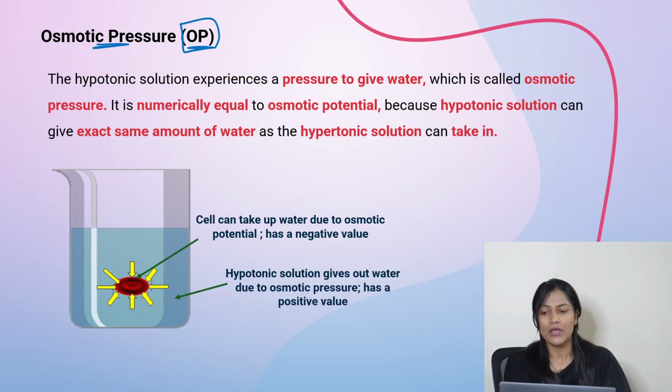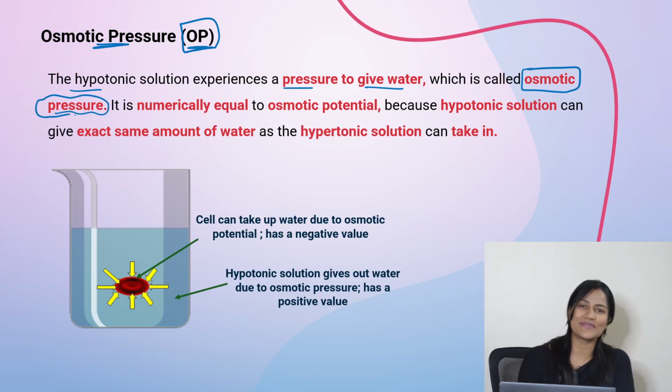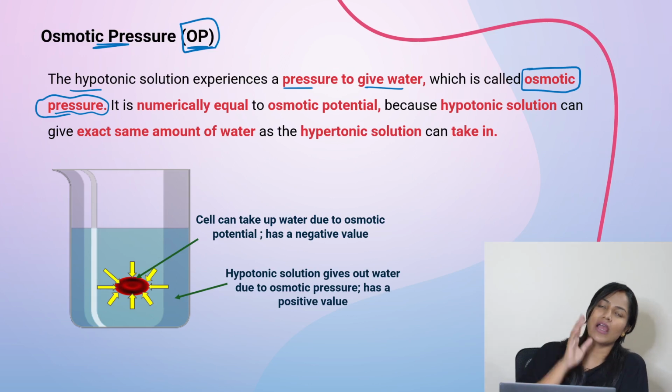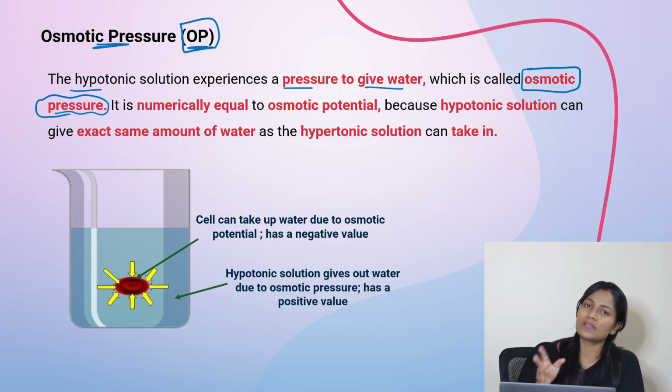So the hypotonic solution experiences pressure to give water, which is called osmotic pressure. Basically, the hypertonic solution has fewer free water molecules, so it is going to pull the water towards itself. Hypertonic solution is going to pull the water towards itself, and that pull is known as osmotic pressure.